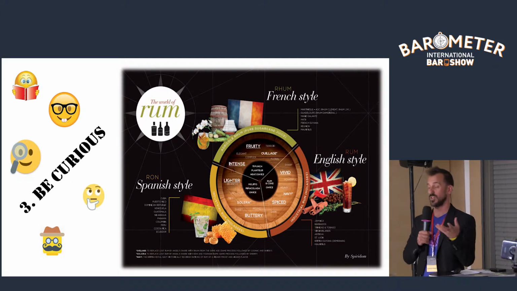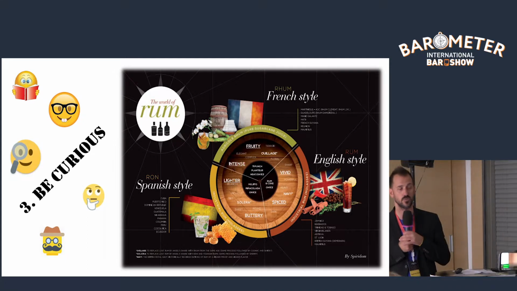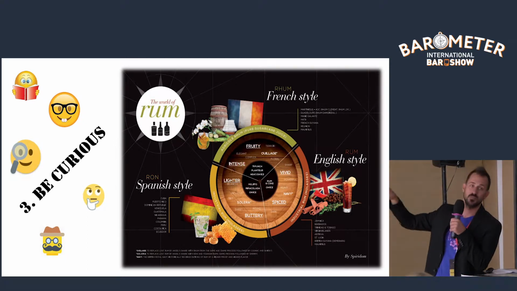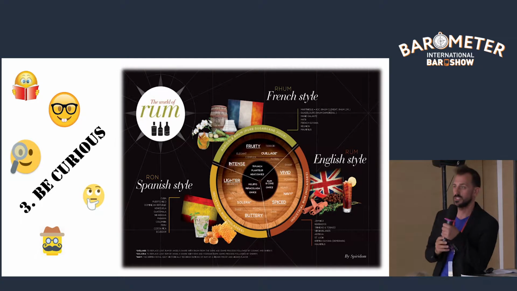But if you're talking about rum, it's also really important to understand at least this as a base, and then you can build your knowledge on that.